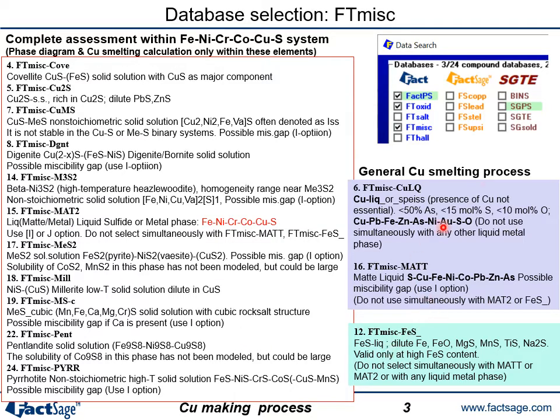Okay, so as I mentioned, if you are doing just the copper smelting and converting process, I recommend you use only this and these two solution databases from FT miscellaneous, and select all the solid compounds, and then select also the other two databases like this for the calculation. Then you can have a more or less good calculation all the time.